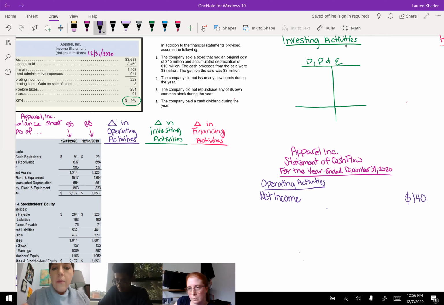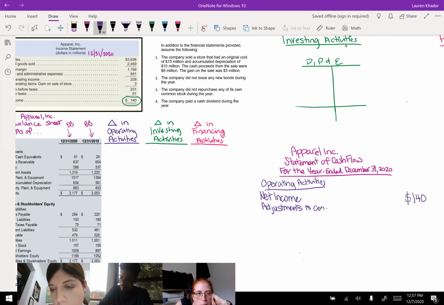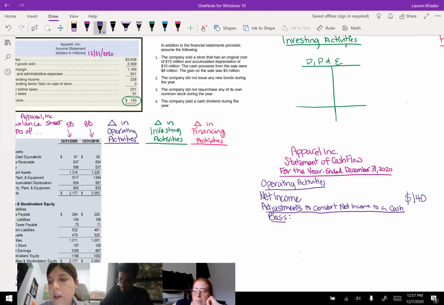So the next line is going to be adjustments to convert net income to a cash basis. And this is just a title. And I'm just going to run over because I ran out of space. Colon. Adjustments to convert net income to a cash basis. So remember how we went through those 3 steps? This is where we're going to write them out.